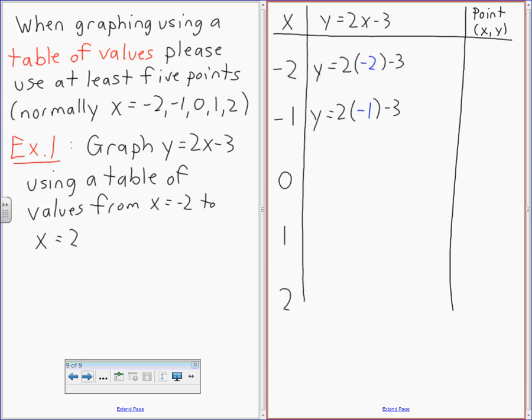All right, can I get a brave soul to tell me what to write for 0? Somebody be brave, please. Well, no one's brave. This is why I did Spider-Man, because no one is brave. Yes, go ahead. y equals 2 times 0. Very good.